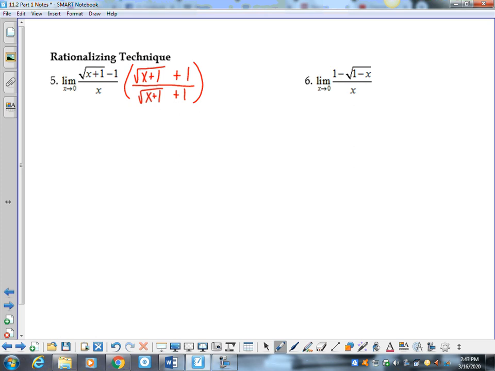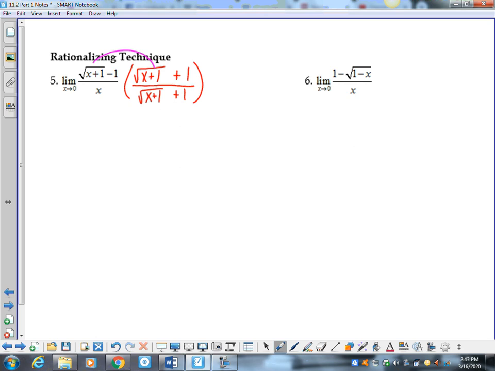So notice I did not change the sign of the thing inside the root. I changed the sign in between the 2 major terms. Okay, so the top. Now guys, the top, they are conjugates, so there is stuff that's going to cancel. But I need to know what root x plus 1 times root x plus 1 is.